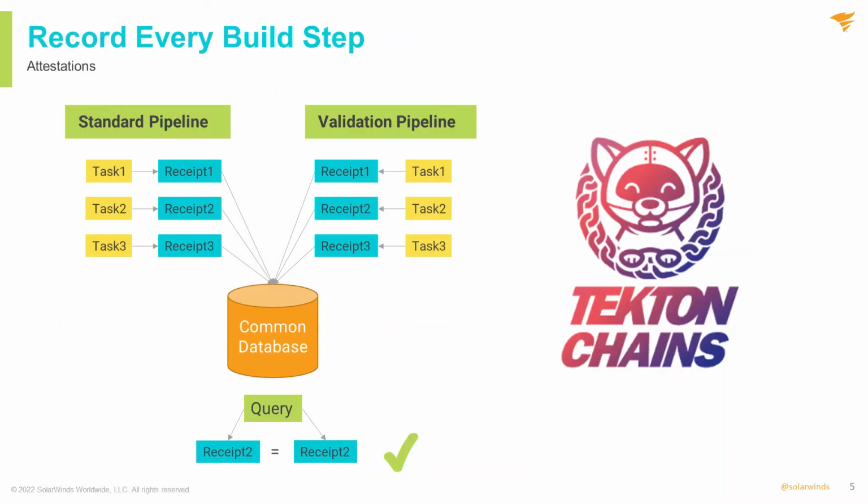The final tenet here is recording every step. And why is it so important to record every step? It's important so that you have a record to go back to, a record that can't be tainted, a record that can't be modified. So in our case, we put everything into a data store. We use Tekton Chains. We put it into a common database.